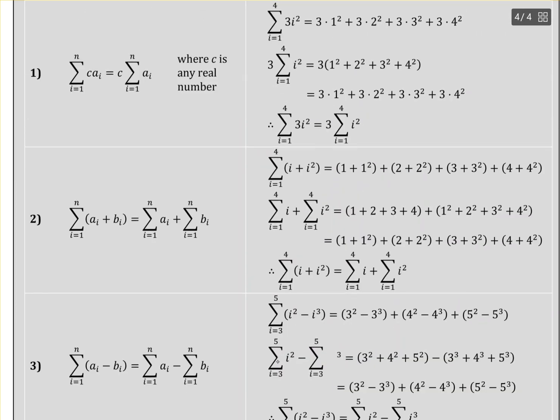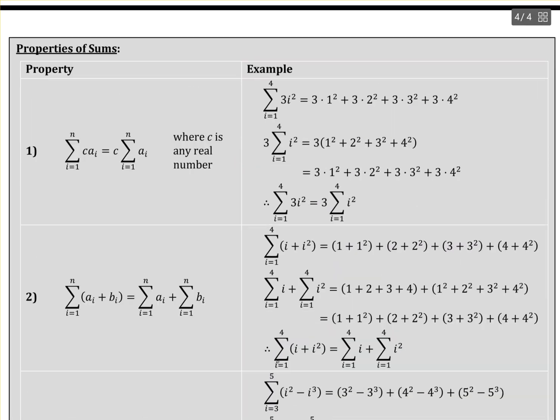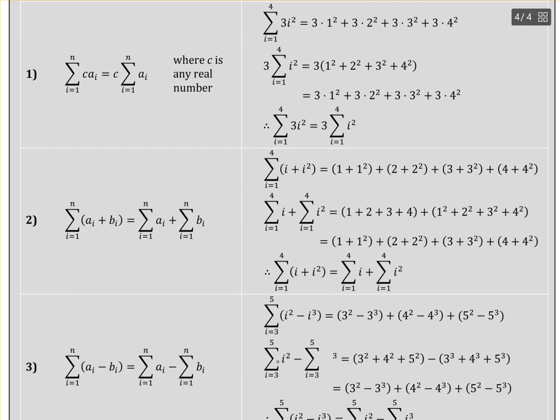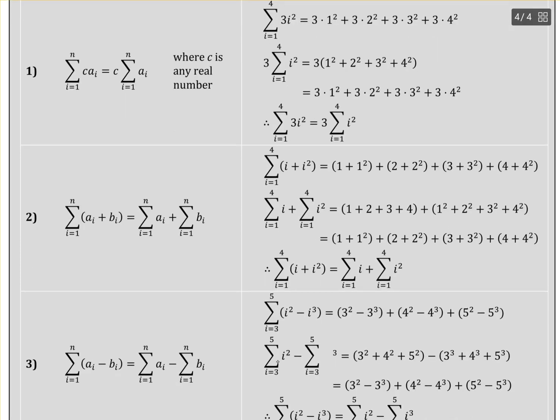Finally, here's a big wall of information, but basically I'm just going to go through it really quickly. The properties of sums that we wish would be true are generally pretty much true. Now, notice we can multiply by a constant in number 1, and in 2 we can add 2 sequences, and in 3 we can subtract 2 sequences. But we cannot multiply 2 sequences together. It doesn't quite work that way, at least for infinite sums.